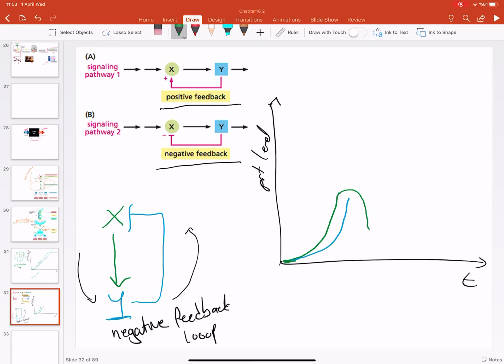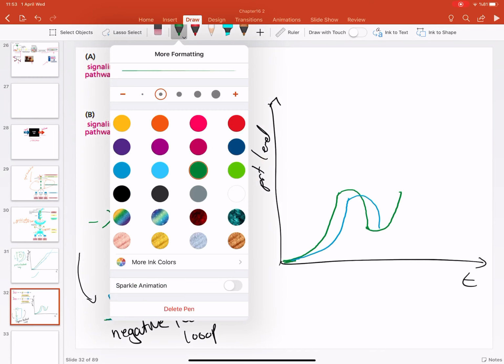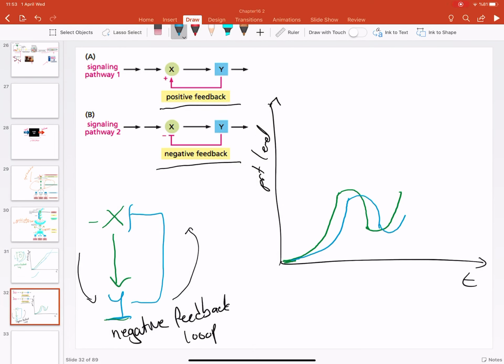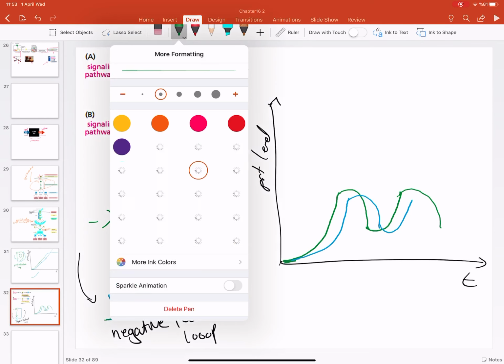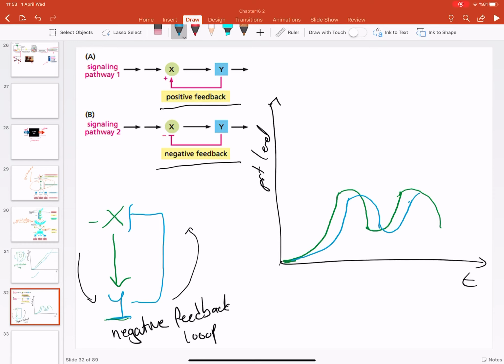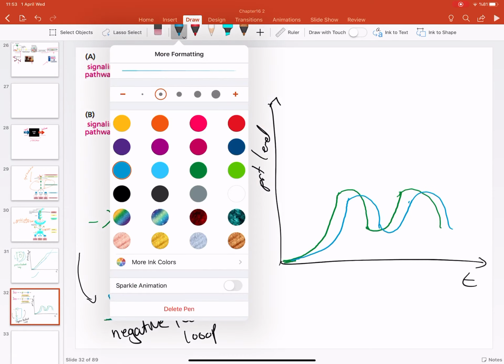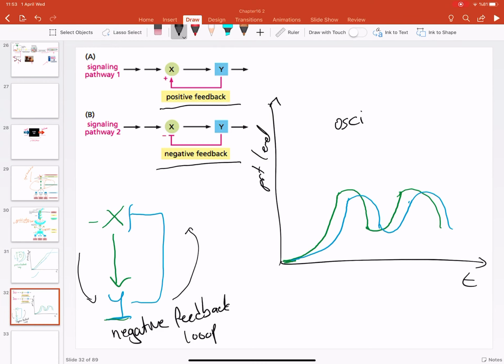And when the level of X decreases, because Y protein requires X protein, the level of Y will also decrease. And when the level of Y is low, because it cannot stop X anymore, the X will be free to increase again. So when it increases, it also helps Y to increase. But again, when Y protein is too much, it is going to block the X protein, so the X protein will decrease again. And because it is not induced anymore by the X protein, the Y protein will also decrease. So this is called oscillation.